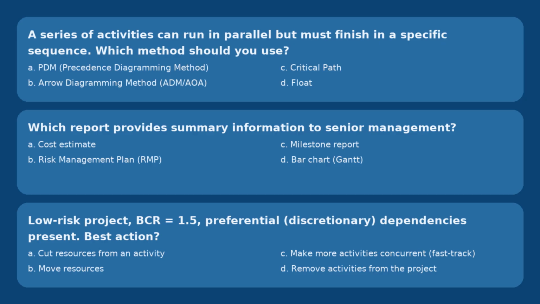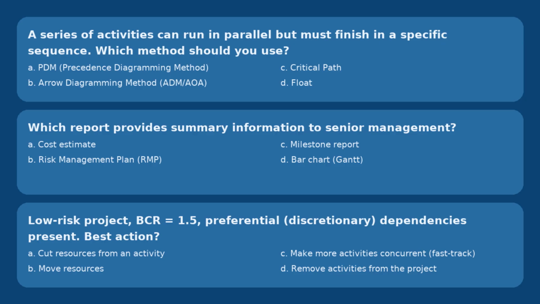Which report provides summary information to senior management? Is it going to be a cost estimate, risk management plan, milestone report, or bar chart? Executives want the big picture. Are we hitting key checkpoints? A milestone report is going to give you this answer. Hence the answer is option C, which is the milestone report. A milestone report summarizes completed, upcoming and at-risk milestones with dates and one-line notes.